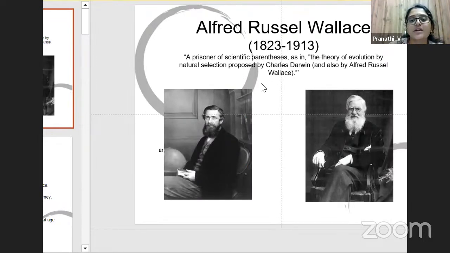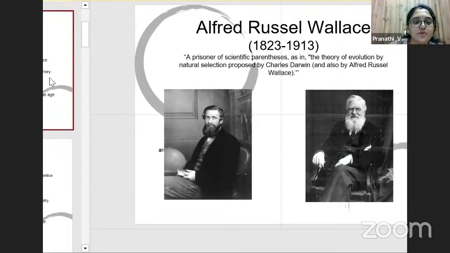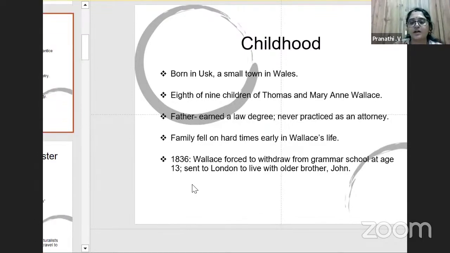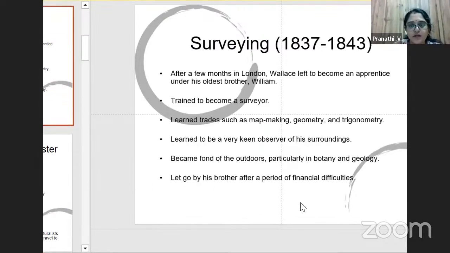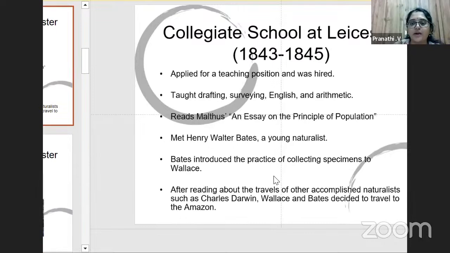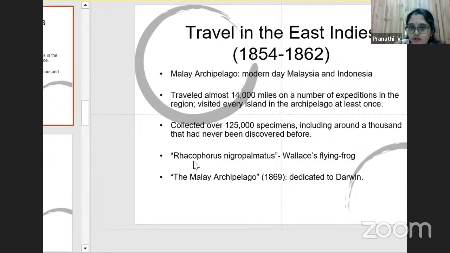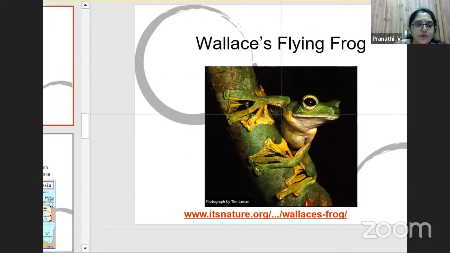When it comes to A.R. Wallace, he was the father of evolution, as we know. So his childhood was given over here. He was born in Wales, in the UK. And then he was more into map making, geometry and trigonometry. This is a basic explanation about him, so I'm not going to go into details.